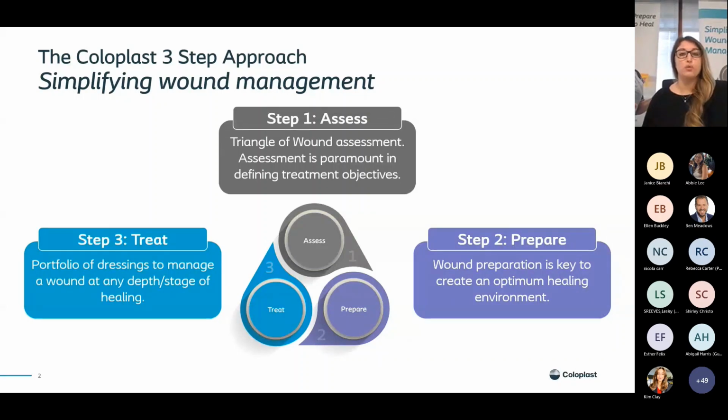that wound. Once we've done a really robust assessment, we can then move on to step 2, which is about preparing the wound. And wound preparation is key to create that optimum healing environment. Once we've done step 2, we can then move forward to step 3, and this is about how we manage our wound, what type of dressings we use. And if we continue this wound management and the simplification of this wound management, we can move that wound forwards to healing.